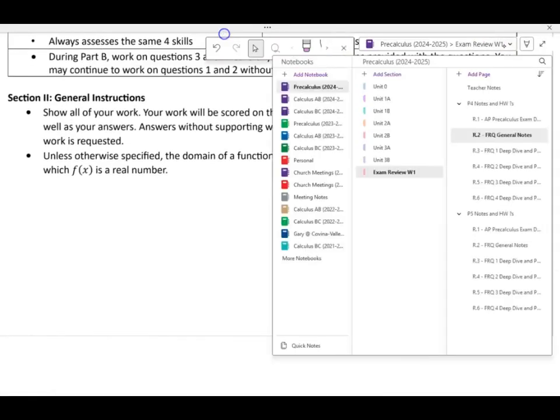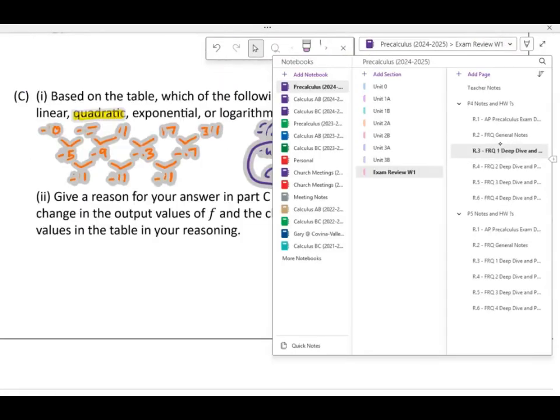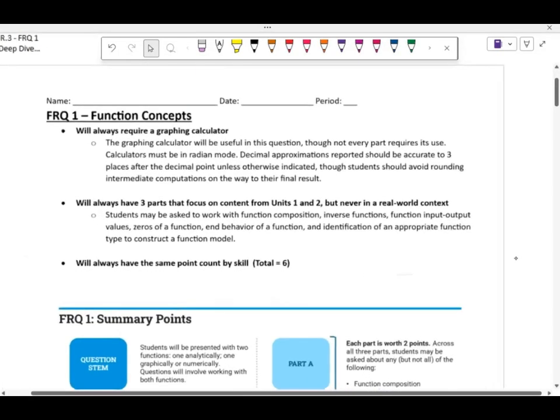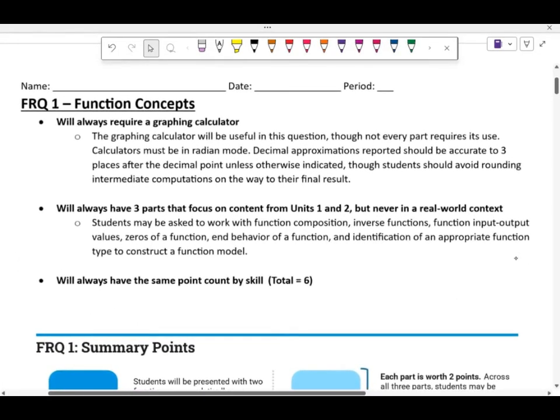All right, go ahead and turn the page. We're going to deep dive into FRQ number 1. FRQ number 1, function concepts, will always require a graphing calculator. So when you see FRQ number 1, it is always calculator allowed.